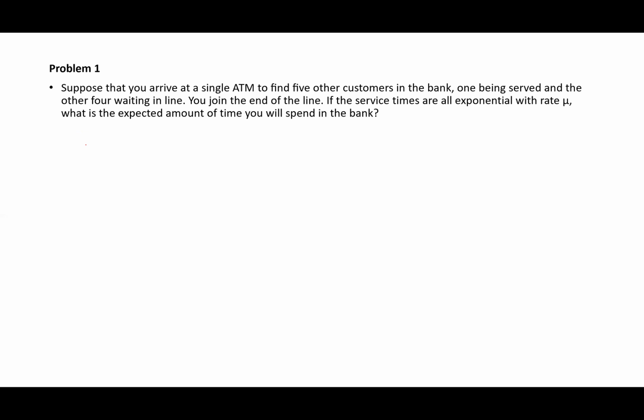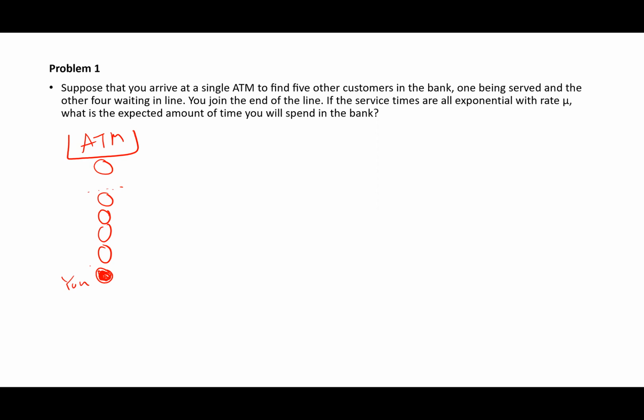So there's an ATM. There's one person already being served, and then think of this as the front of the line. There's 4 other people waiting: 1, 2, 3, 4. Okay, you join the end of the line. So this person would be me, this is you at the end of the line.